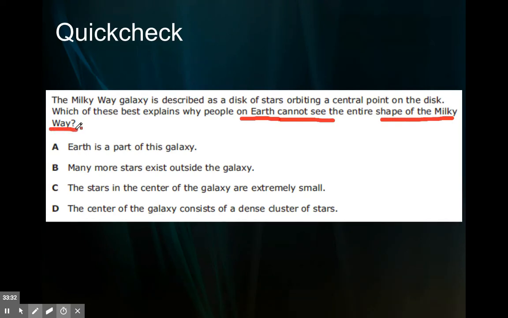So, first thing we have to think about is, what do we have to know to be able to answer this question? We have to know that Earth is located inside of the Milky Way galaxy. So if Earth is located inside of it, how can it ever see the entire shape? Can't. You can't see the entire shape because it's located in there. So let's eliminate the most common ones. The stars in the center of the galaxy are extremely small. We know that that's a lie. The sun is our star, and it's several times bigger than the Earth. Stars are huge.